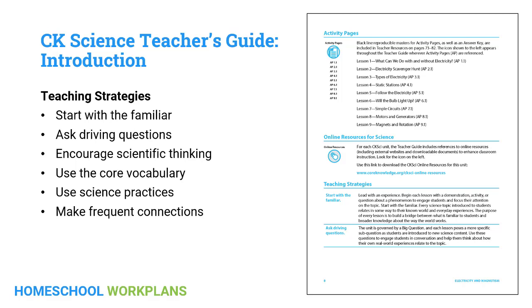Now, down at the bottom is a section discussing some teaching strategies you'll likely want to use for the Core Knowledge science units. One of the things that I really appreciate about this curriculum is that Core Knowledge is clearly committed to helping all of us become better teachers, even those of us who are homeschooling with just 1 or 2 students. Now, the section down at the bottom of the page and continuing on to the next page lays out strategies that can be really helpful when we're teaching. Things like asking driving questions, encouraging scientific thinking, and making frequent connections.